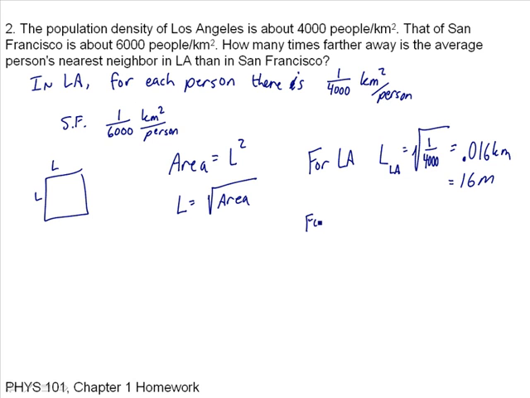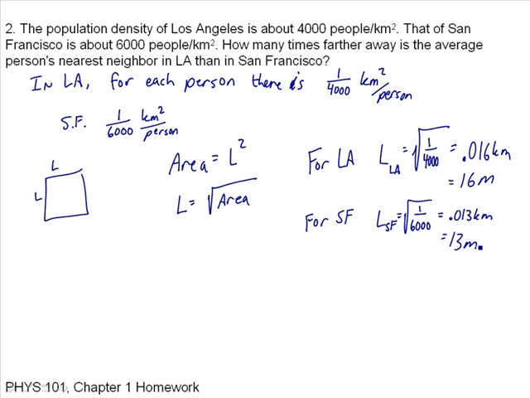Now, for San Francisco, I'll call this L sub SF. It's equal to the square root of 1 over 6,000. And that's equal to 0.013 kilometers, or 13 meters. So in San Francisco, each person is separated by about 13 meters. So San Francisco is a little more densely populated. They'd stand 3 meters closer.